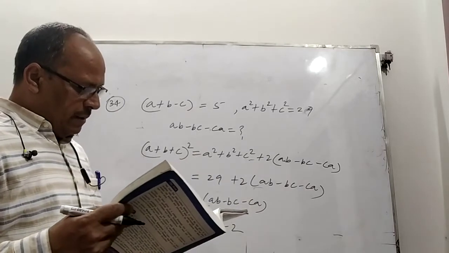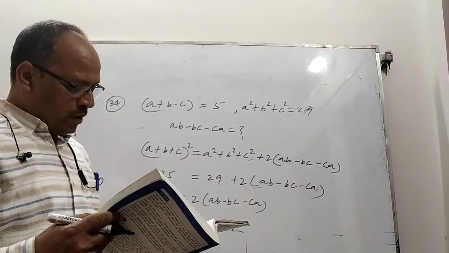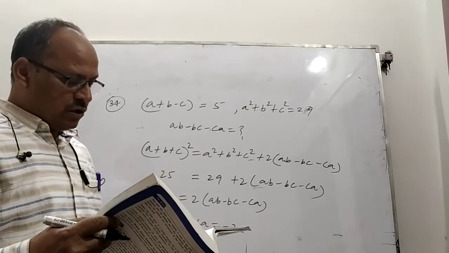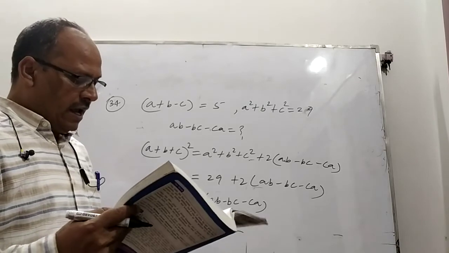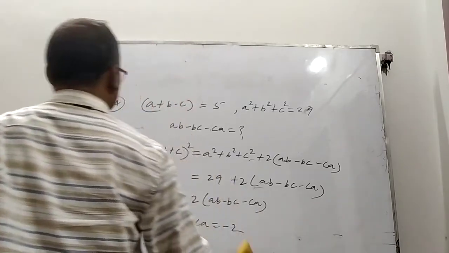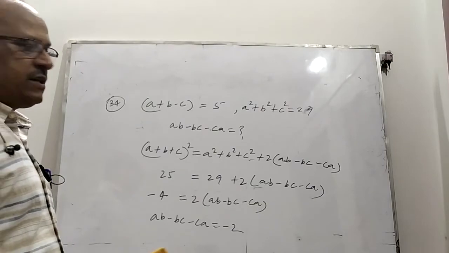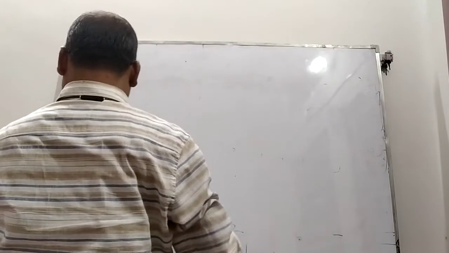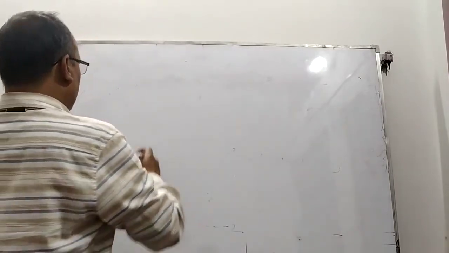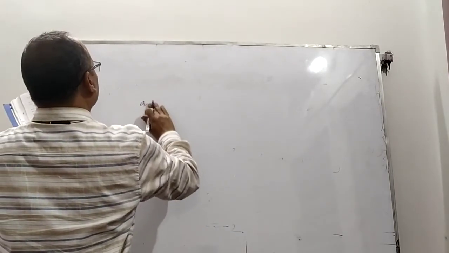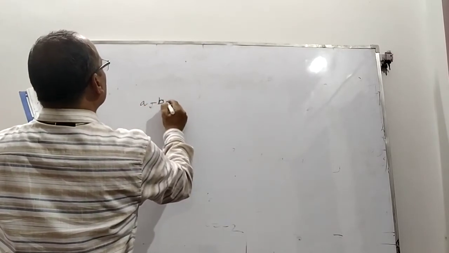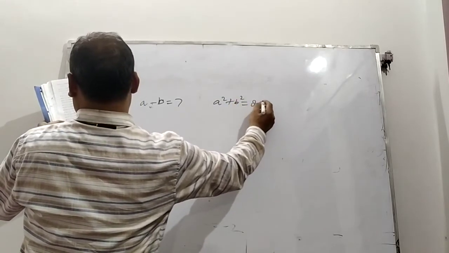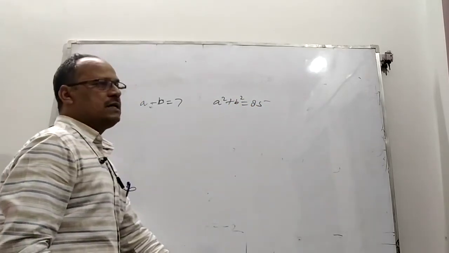Here one more question is given. A minus B equal to 7, and A square plus B square equal to 85. This is also a good question. Then find A cube minus B cube. Let me write it. A minus B equal to 7, A square plus B square equal to 85. Then find the value of A cube minus B cube.